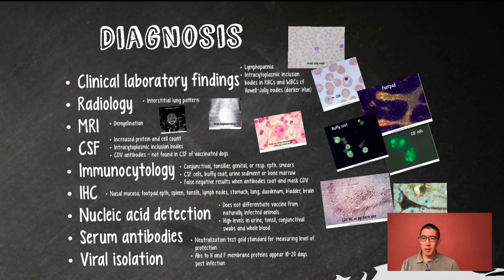Immunofluorescence on fresh cells obtained from smears, brushes, and scrapings can also be done. A positive result will show up as an apple green fluorescence under the microscope. So you can see some of those diagrams on the right. Immunohistochemistry is performed on formalin-fixed tissue, and a positive result shows up as a brown coloring on tissue sections. Other diagnostic modalities such as PCR and viral isolation can also be performed.